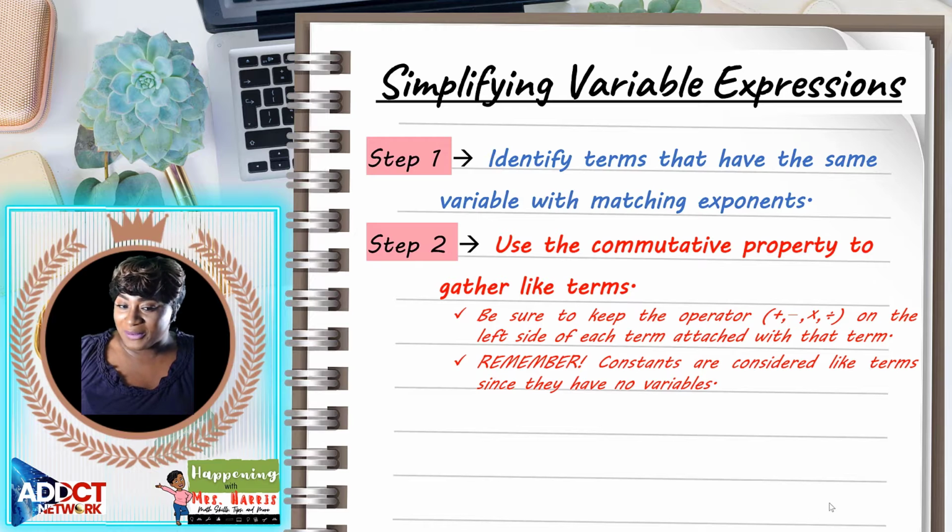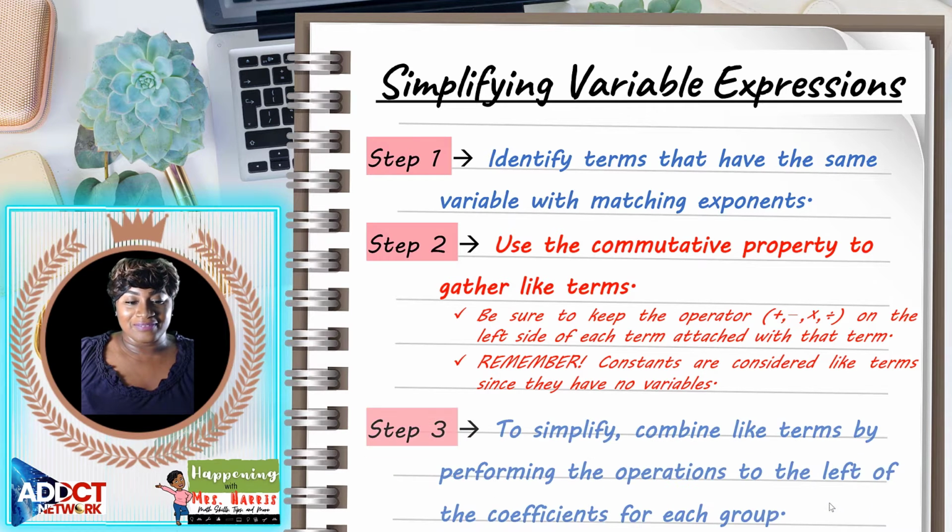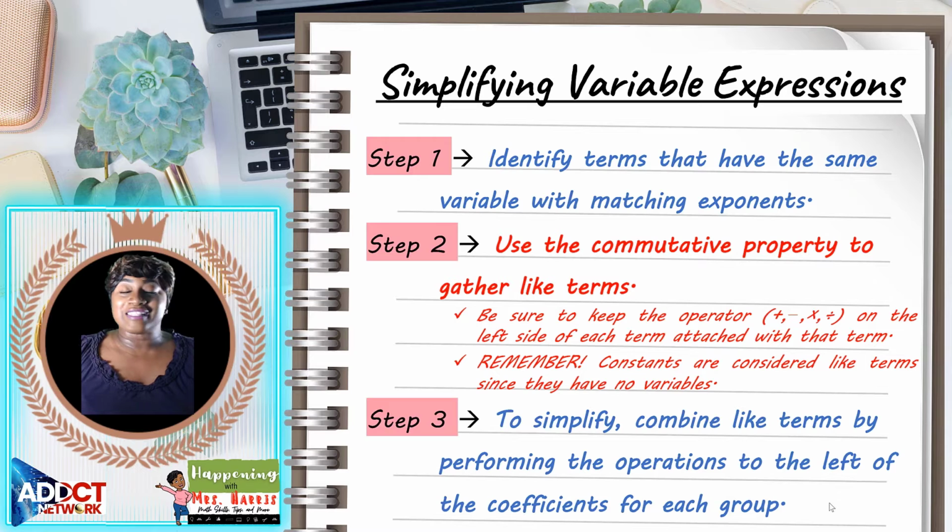Also, remember that constants are considered like terms since they have no variables. And step 3, to simplify, combine like terms by performing the operations to the left of the coefficients for each group.